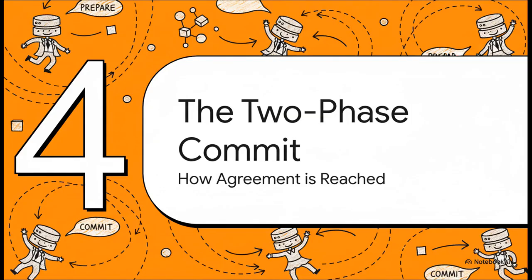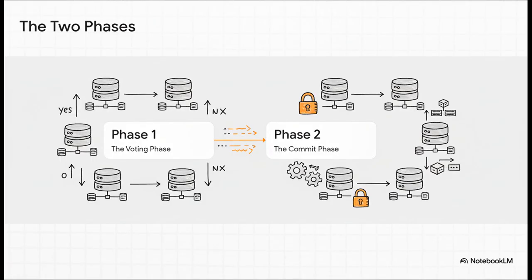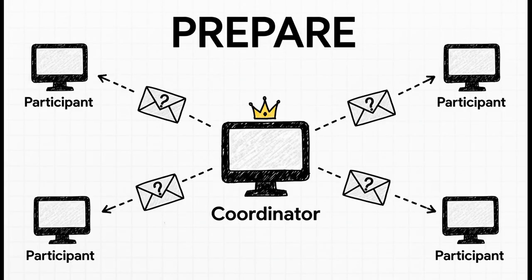All right, let's get into the nitty-gritty. How does this thing actually work? Well, like the name suggests, it all happens in 2 main phases. No surprise here. First, you've got the voting phase, and second, you've got the commit phase. Nice and simple. So in phase 1, the coordinator doesn't tell anyone to do anything. It just asks a question. It sends out a prepare message to all the participants, which basically means, hey, get ready to make this happen. Can you promise me you're ready and able to do it?